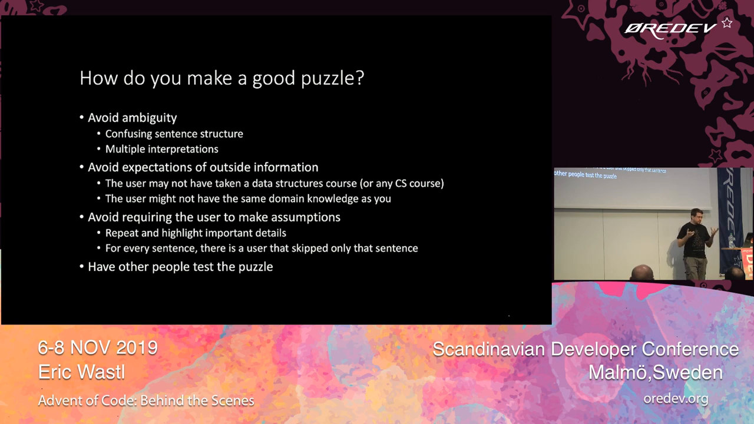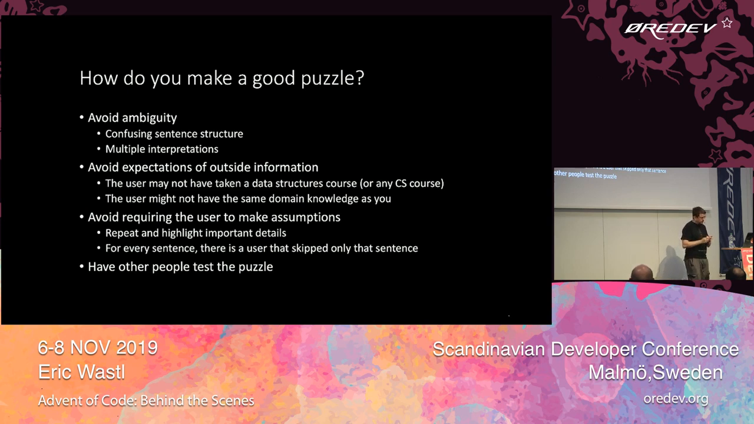So they may not have taken a CS course at all. They may not know what a conditional is. They may not know what it means to loop over something. They may not know what an index is, right? So try to either use those words and define them on the spot, or use a different word that means the same thing, like maybe instead of index you say position, or at the very least link to an article someplace that explains it, if you think the number of users that might not know it is very low. But avoid the expectations of outside information.